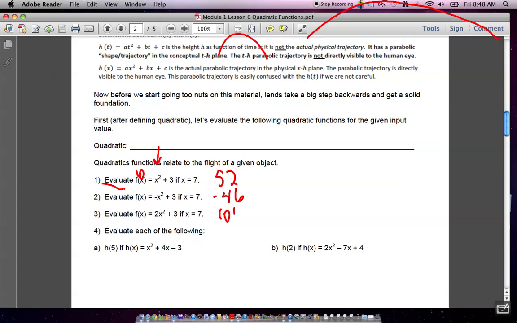Good. Okay? All right. So now let's have you figure out what's h of 5 if h of x is x squared plus 4x minus 3. Do it. So h of 5. X is 5. See, it says here h of x, and then it says h of 5. So that's saying the x becomes 5. Plug a 5 in for all the x's there. And then tell me what it equals.